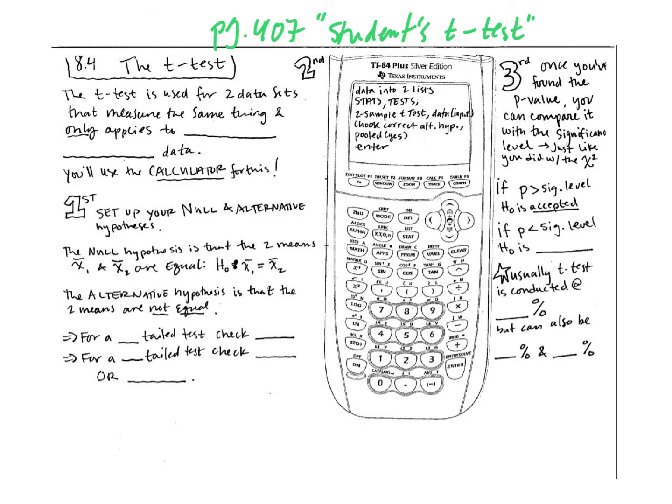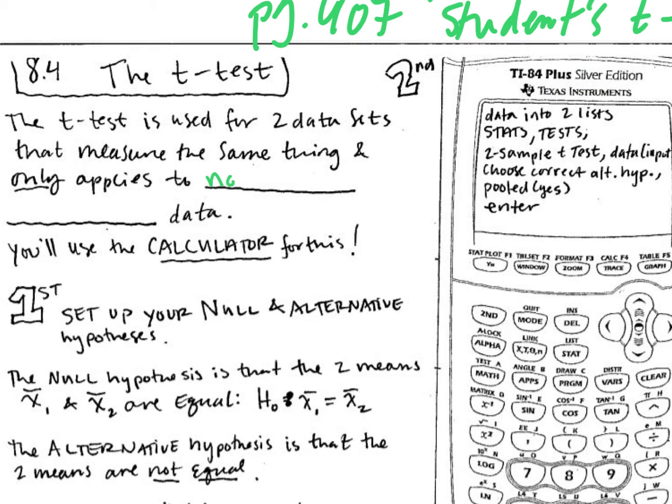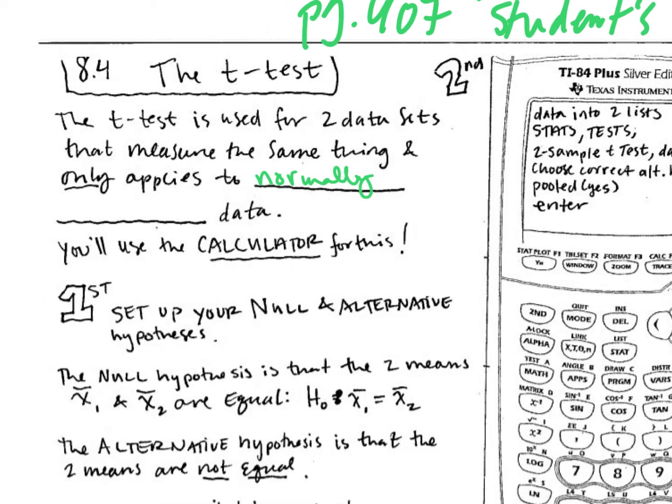Okay, so the t-test is used for two data sets that measure the same thing and only applies to normally distributed data. So I'm going to zoom in. Normally distributed. The lines are squiggly from the copier, so sorry. So again, that's your bell curve. That's a bell curve, I'm sorry.